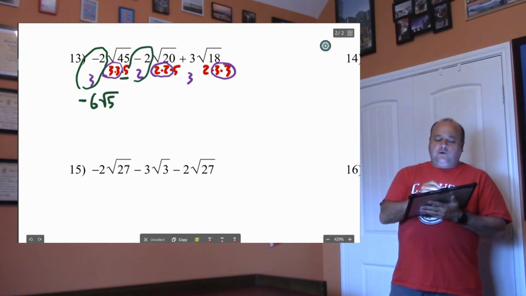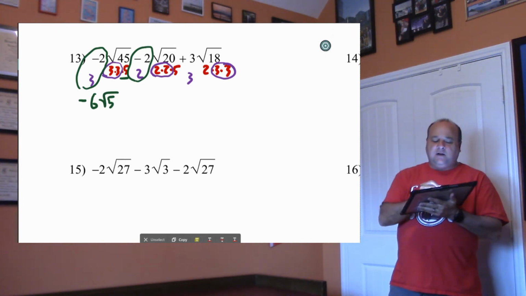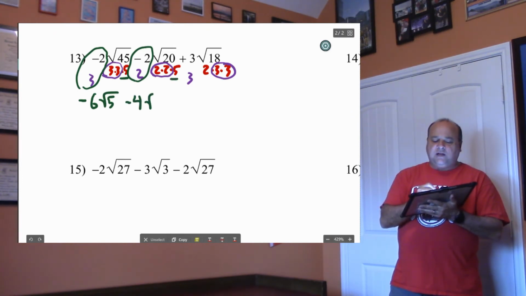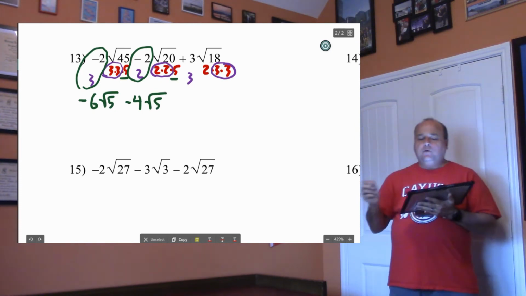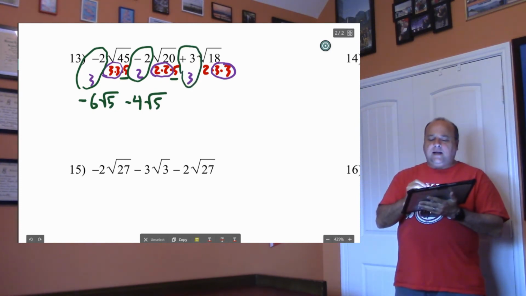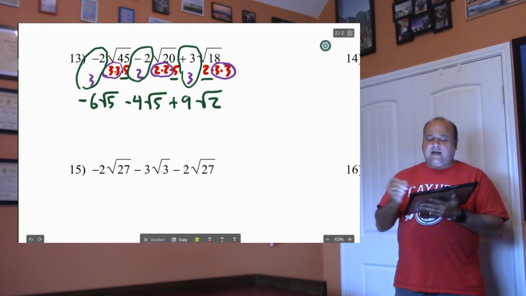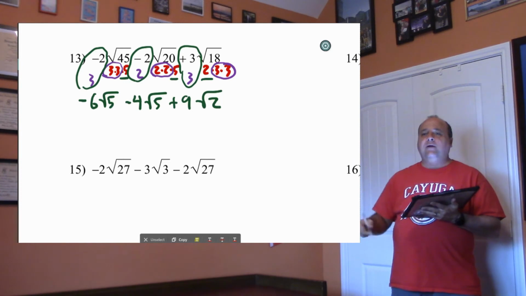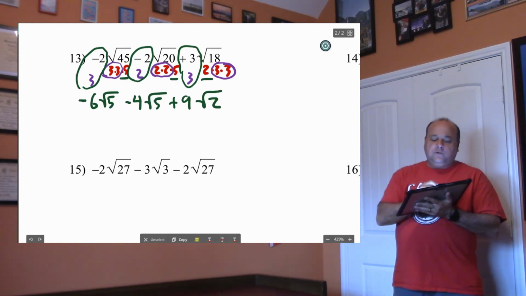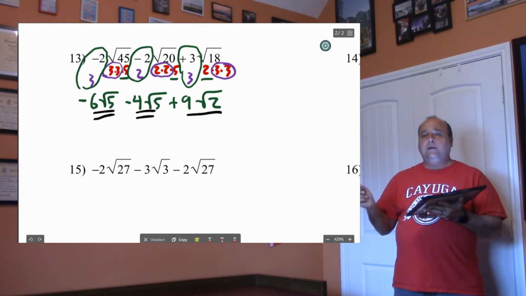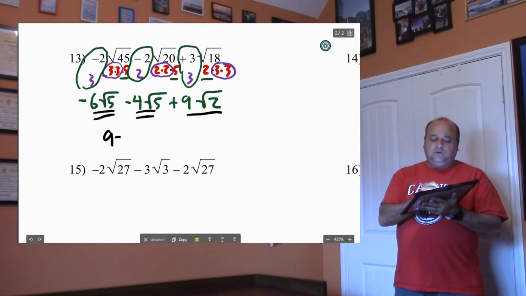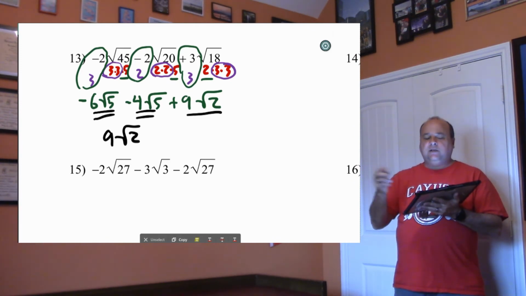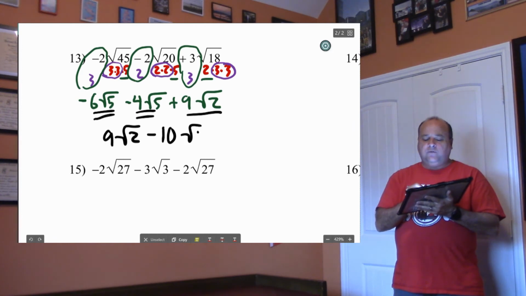Right here I'm going to do 2 times negative 2. 2 times negative 2 is a negative 4. My 5 stays inside. See what I'm doing? Right here, I'm going to multiply 3 times 3, which is a plus 9. My 2 stays inside. Now then, look, do you have any square roots that are the same? The square root of 2 would go first, and the square root of 5s are going to go second, right? So my 9 square root of 2 goes first, and then I'm going to do negative 6 minus 4. Negative 6 minus 4 is negative 10 square root of 5.